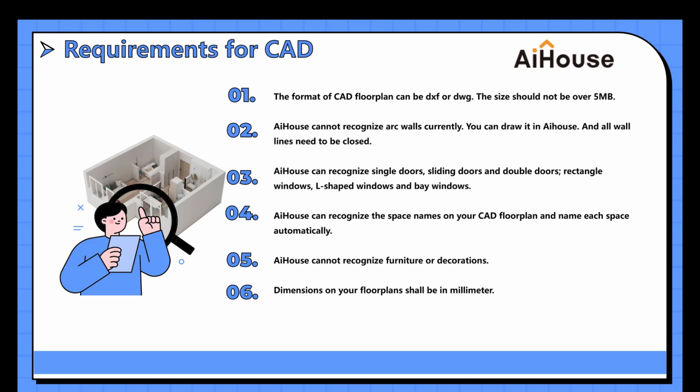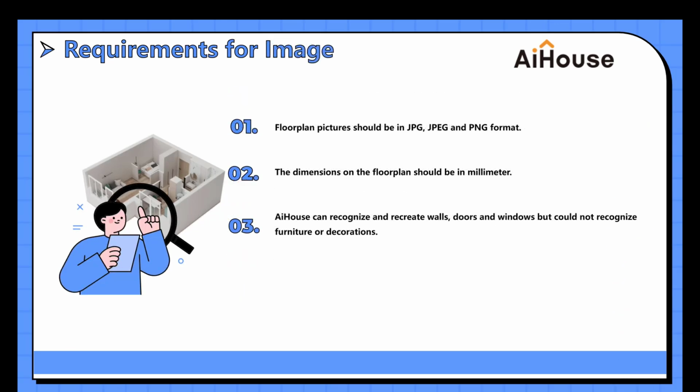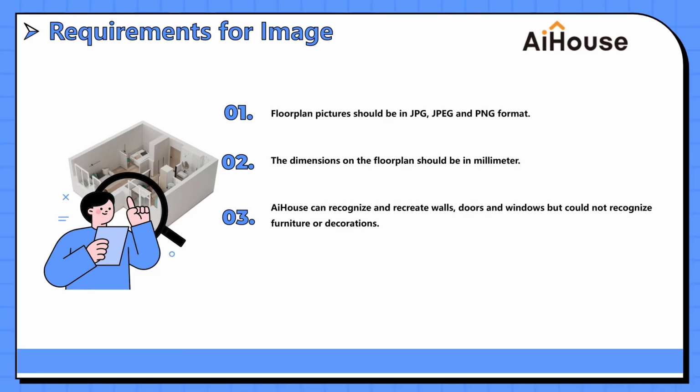Six, the dimension on your floor plan should be in millimeters, as we just mentioned before. And for the image, first, the floor plan picture should be in JPG, JPEG, or PNG format. Second, still the dimension for the floor plan should be in millimeters. And third, AiHouse can recognize and recreate walls, doors, and windows, but cannot recognize furniture or decorations.